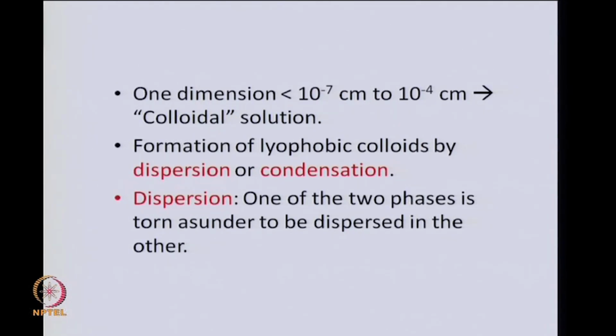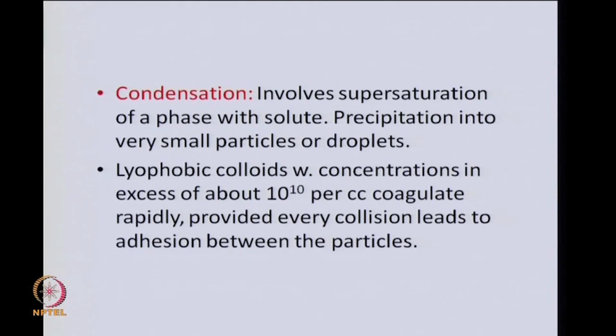There are two classes of making these colloidal dispersions or solutions. First, we have the class of methods which are the dispersion, which refer to one of the phases being torn in another phase, making smaller and smaller fragments of this particular phase, which will end up as a dispersed phase. The other one is condensation. As you are familiar with condensation, it would involve supersaturation of a phase with a solute. As a result of this supersaturation, we will have precipitation into very small particles or droplets, leading to the colloidal dispersion by the condensation method.